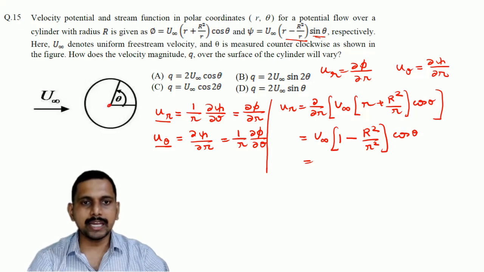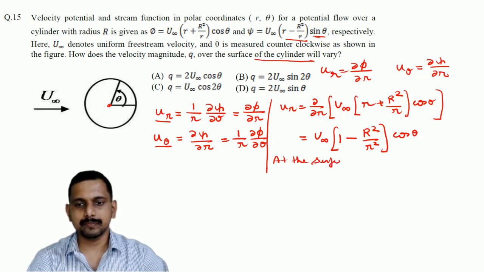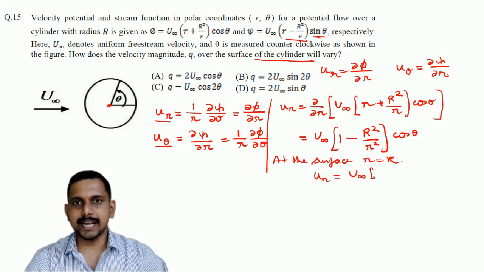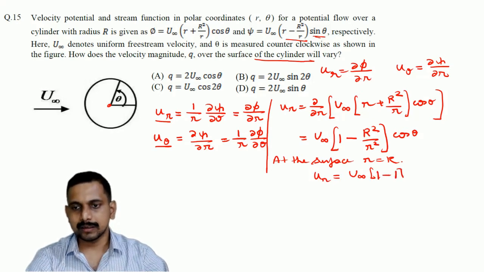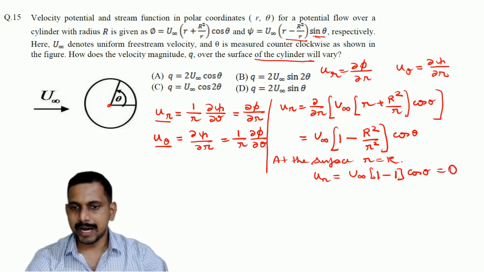Now one of the things we have to understand is we have to calculate at the surface of the cylinder. At the surface of the cylinder, my small r is equal to capital R, and when I substitute that, my u r becomes equal to u infinity into 1 minus 1 into cos theta, that becomes equal to 0. So u r is not there.